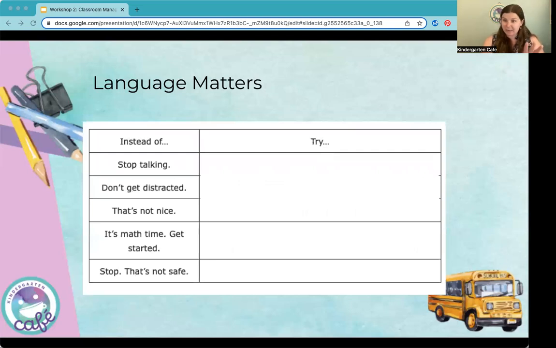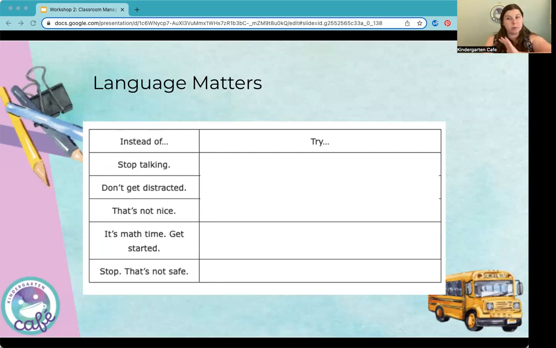So some reminding language, so that was reinforcing. Reminding language is based on clearly established expectations. These have to be explained, modeled, and practiced during the first weeks of school. We'll talk a little bit more about that, and I'll talk a ton about it in the first month of kindergarten workshop. It could be in the form of a question or a statement. It could be proactive or reactive.